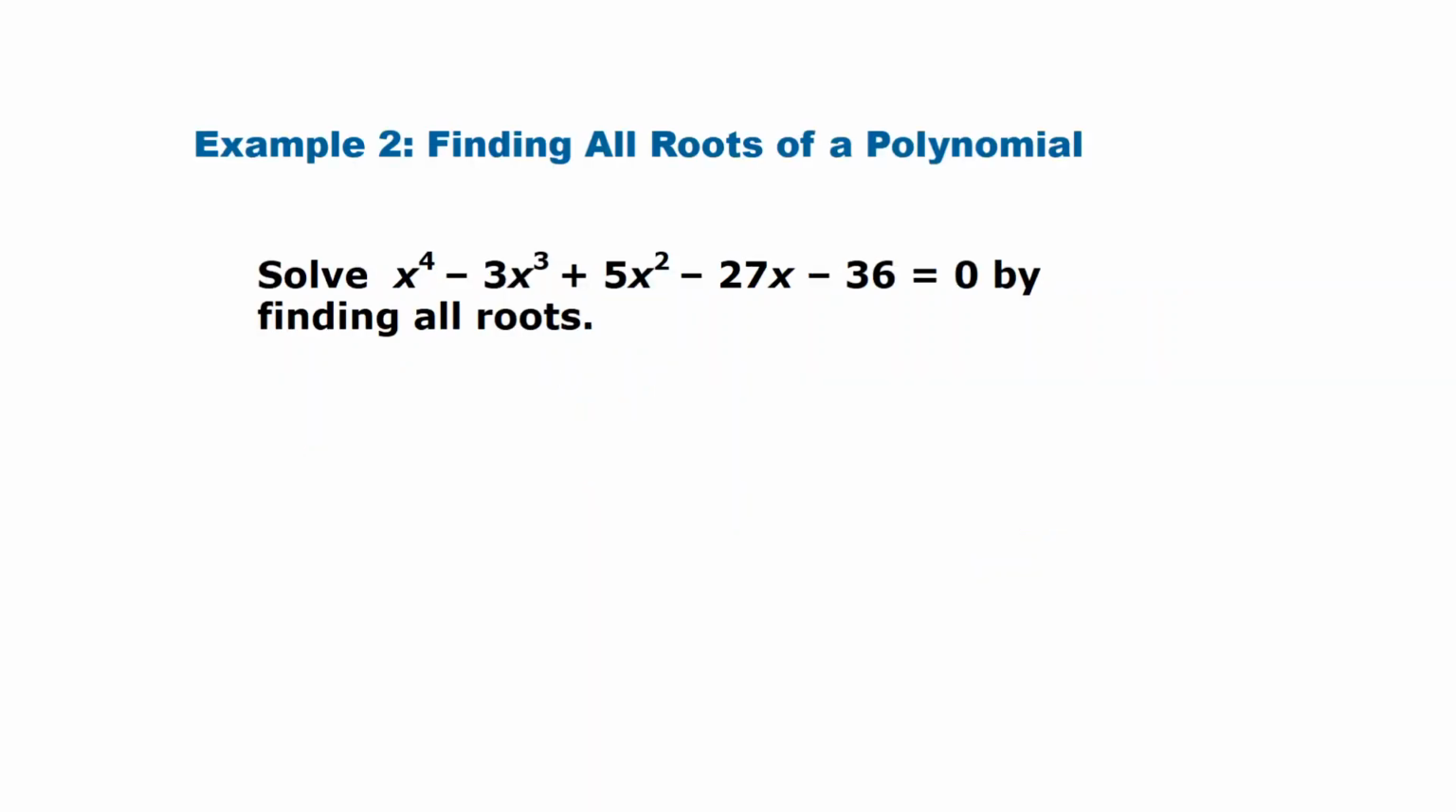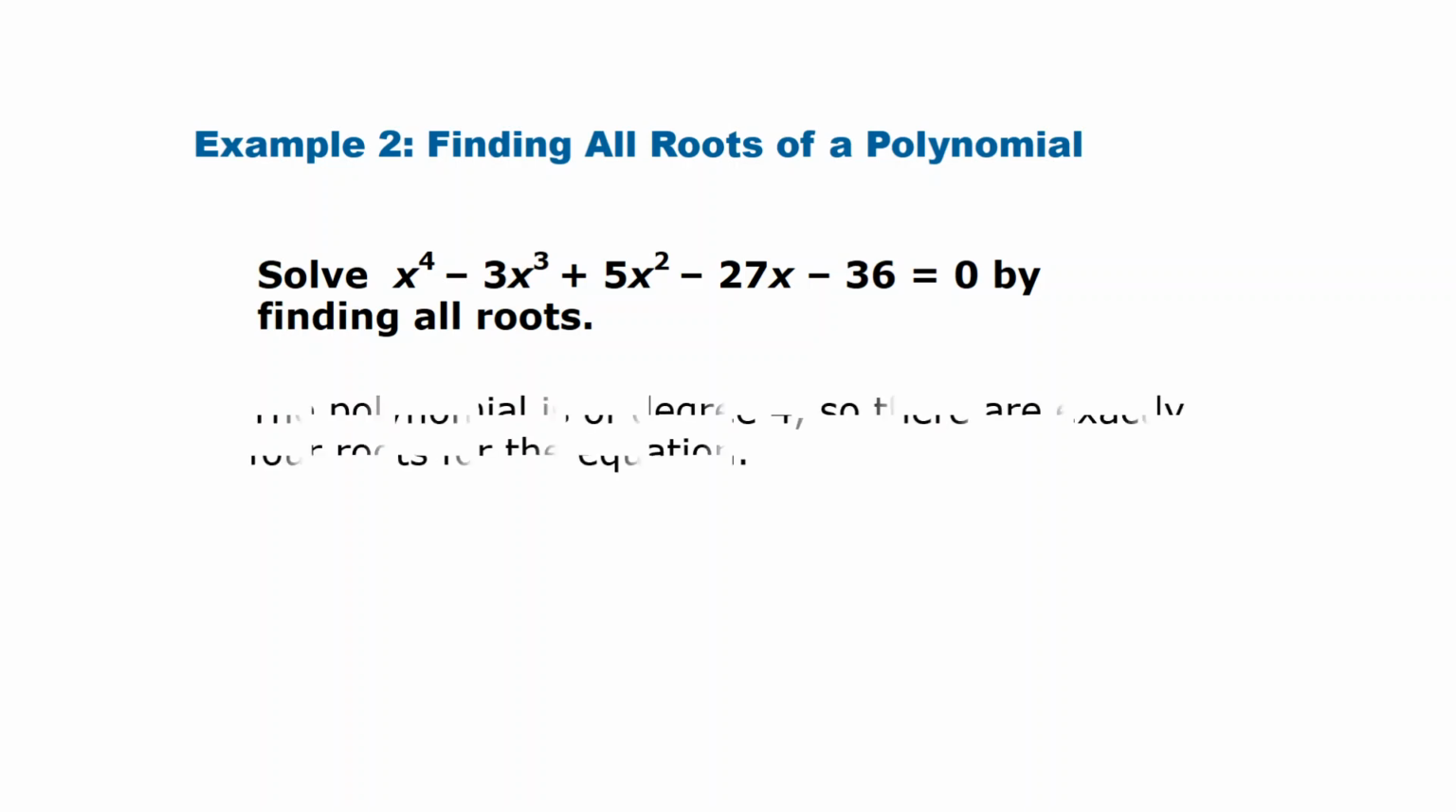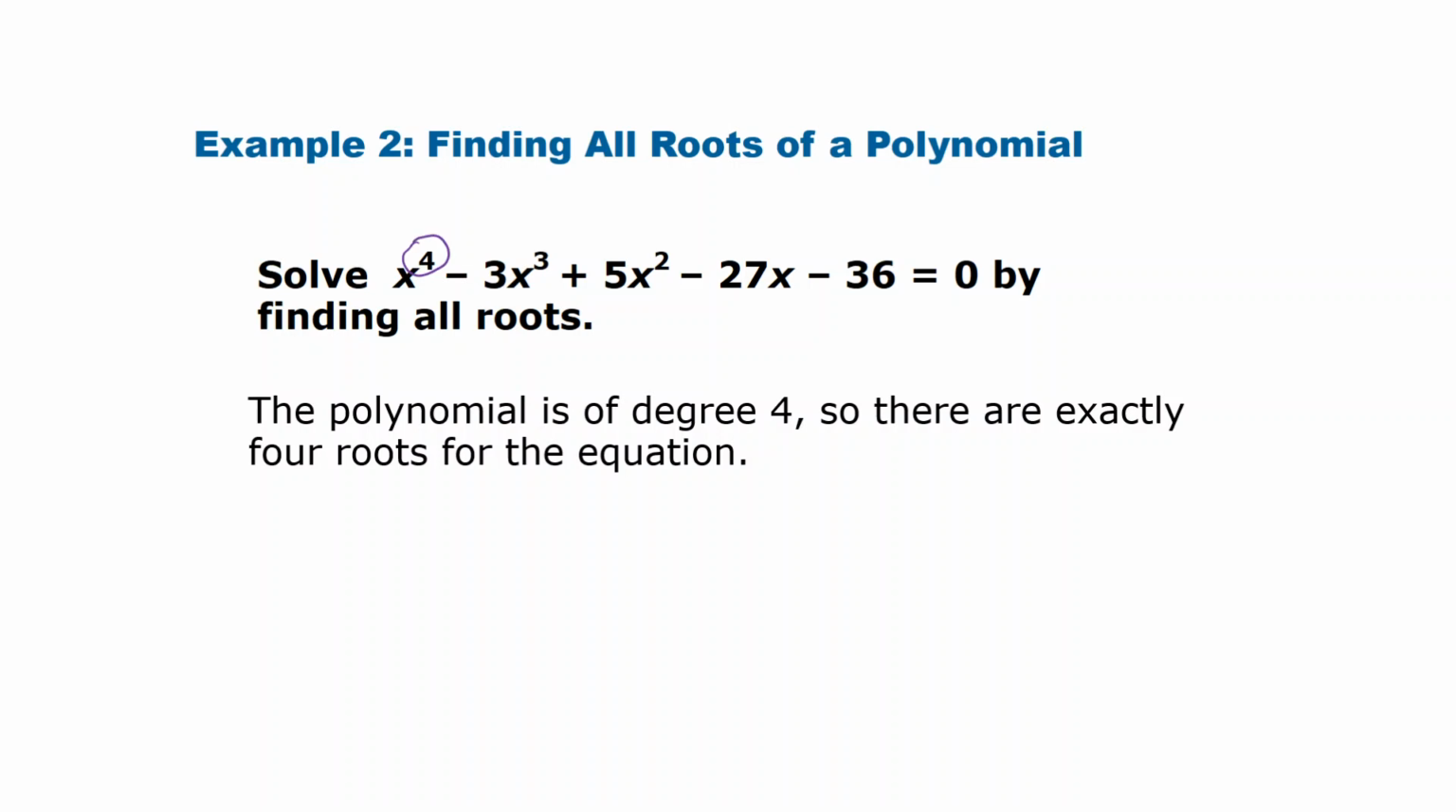All right, so let's try this example together. We're going to solve this equation by finding all of the roots. So the first thing that we want to do is realize that the polynomial is of 4th degree. Okay, so that tells us there are exactly 4 roots of the equation, so we're going to have to find 4 of them.